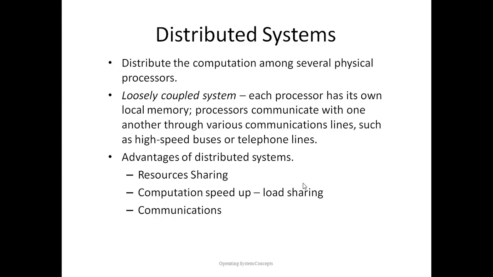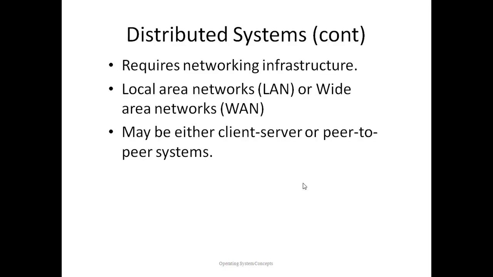I'll go to distributed systems. Distribute the computation among several physical processors. It's a loosely coupled system where each processor has its own local memory. Processors communicate with one another through various communication lines such as high-speed buses or telephone lines. Advantages of these distributed systems: resource sharing, computational speedup, that is load sharing, and communications. It requires networking infrastructure, local area networks, that is LAN, or wide area networks, that is WAN, and may be either client-server or peer-to-peer systems.